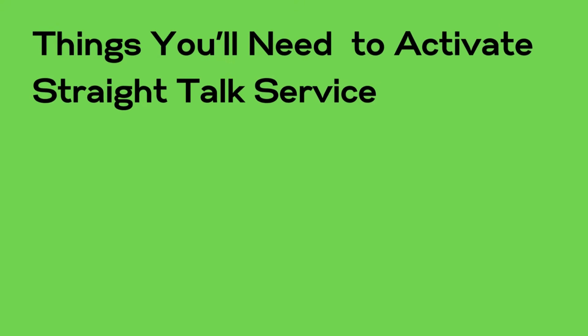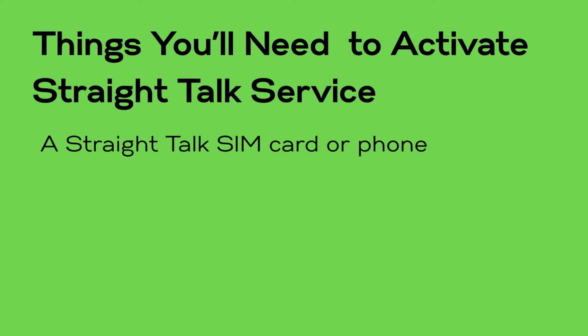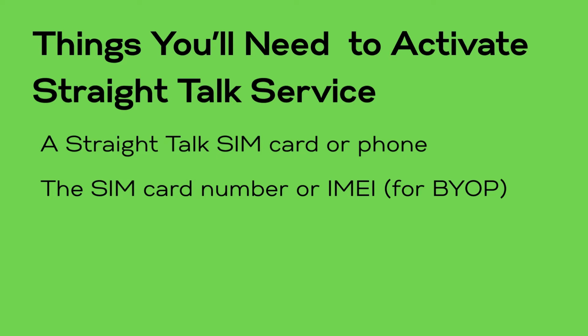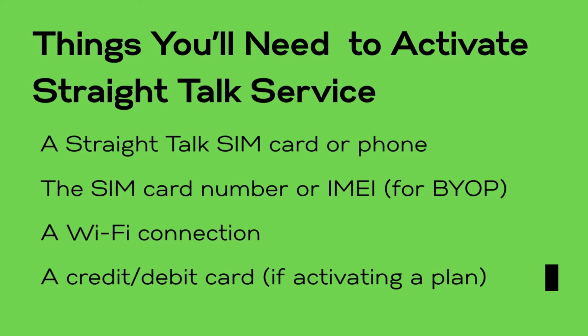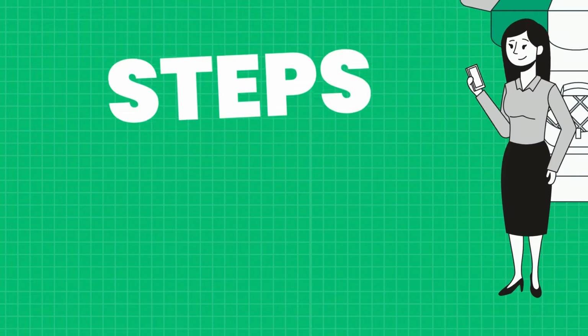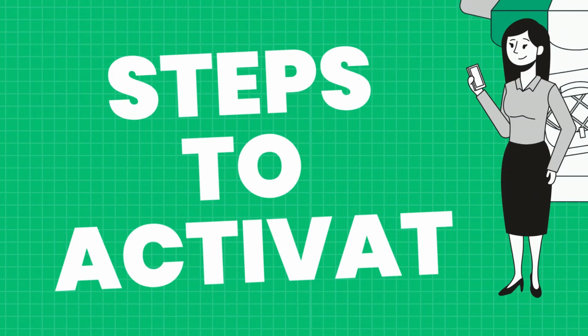Things you'll need to activate StraightTalk service. 1. A StraightTalk SIM card or phone. 2. The SIM card number or IMEI for BYOP. 3. A Wi-Fi connection. 4. A credit/debit card if activating a plan. Let's start the step-by-step activation process.